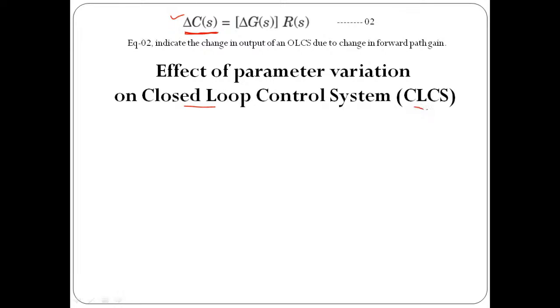Now, in case of closed loop control system, because we have two possibilities. In closed loop control systems we have forward path as well as feedback path. In the forward path, we have a gain G(s). In the feedback path, we have a gain H(s). So here we have two possibilities. Either we can change the value of G(s) and find out what will be the change in output, that is delta C(s), or we may vary the value of H(s) and find out the effect on the corresponding output.